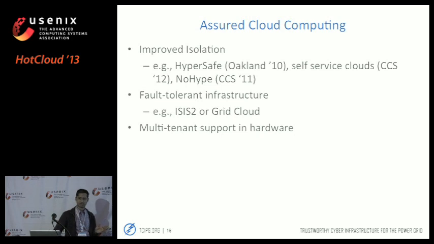The other side of the solutions is what cloud providers themselves might provide, so instead of end-to-end, it's like end-to-middle. They provide support for some of these security properties, improved isolation. So there is work in this space, or fault-tolerant infrastructure. There is work from Cornell on ISIS-2. They call it Grid Cloud, I think, trying to build fault-tolerant systems in the cloud for the power sector. Or maybe in the future there might be multi-tenant support in hardware to provide some isolation that way. So this is where the cloud providers are supporting some of these properties.